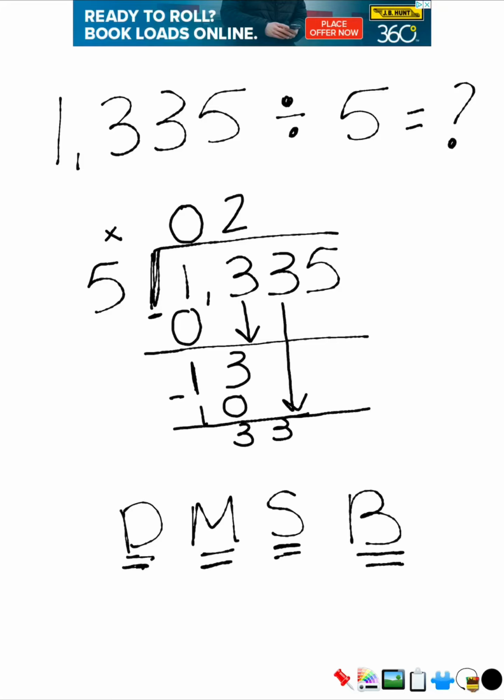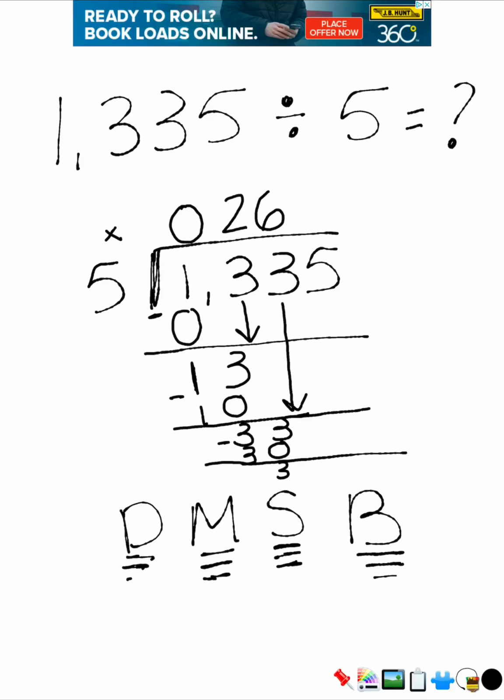Start all over again. How many times can 5 fit into 33? Well, I know 5 times 6 is 30, and 5 times 7 would give me 35, which is again too much. So it can only fit 6 times. And now I'm going to multiply. 5 times 6 is 30. Subtract, I'm running out of room here. Now I'm doing my subtraction step. 33 minus 30 is 3.